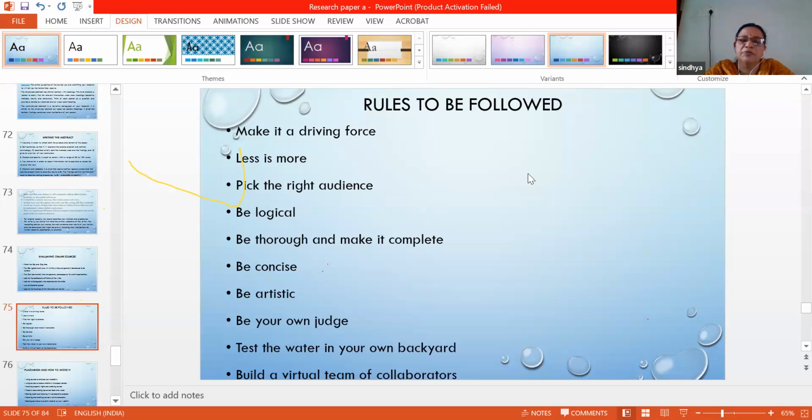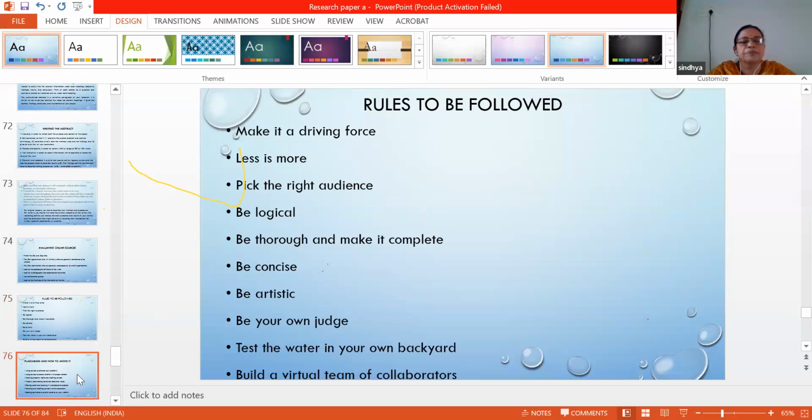Build a virtual team of collaborators. That is possible in this digital era. So these guidelines you have to follow as a person for preparing a research paper genuinely. A genuine researcher must have these qualities.